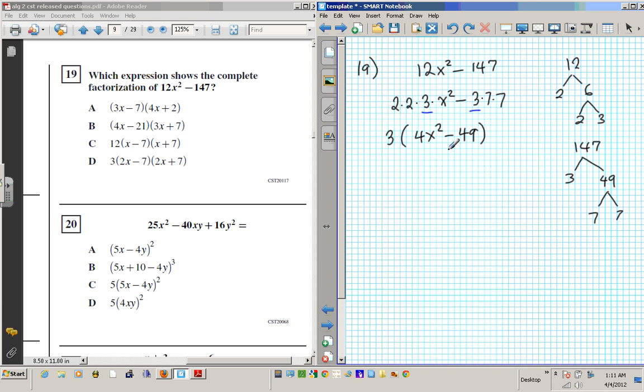Okay, so take a look at these options right here. You already know the answer is D because that's the only one that has 3 factored out as a GCF. So you can just know that your answer is D.